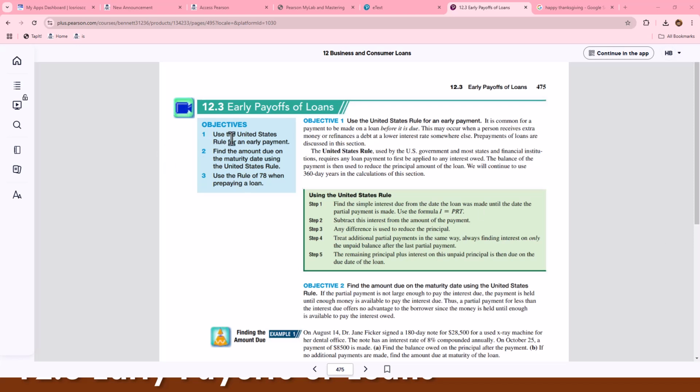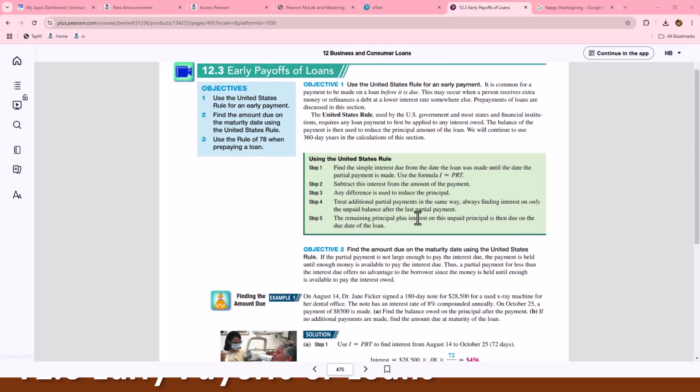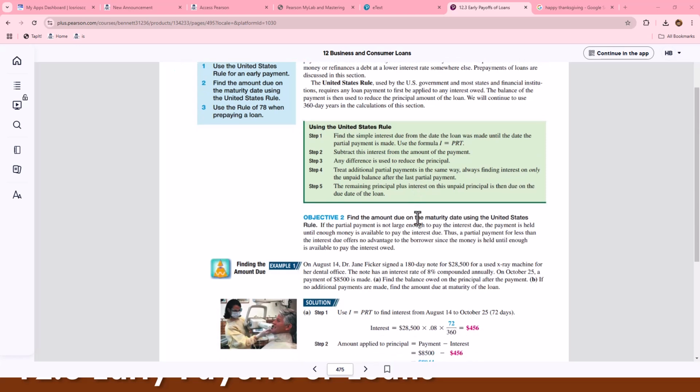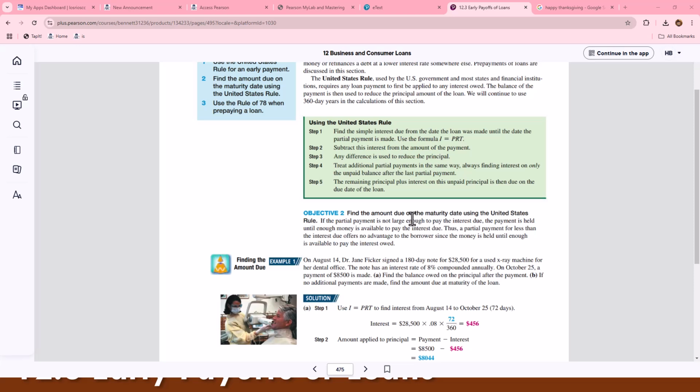As we dive into 12.3, we're discussing early payoff of loans. In these objectives, we're using the 5-step method, using the United States rule. Finding the simple interest, remember our formula, interest equals PRT.